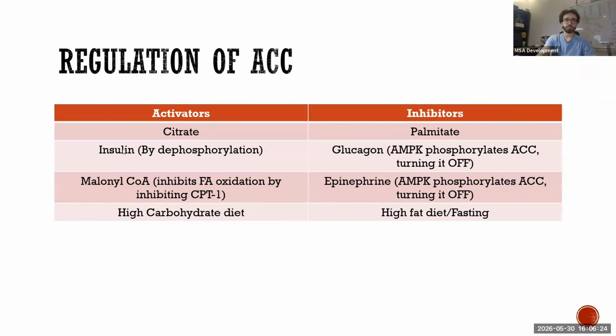Okay, what else do we have? Malonyl-CoA. Guys, this is very important. I want you to remember it because it will come in the upcoming lectures. Malonyl-CoA, which is this one.